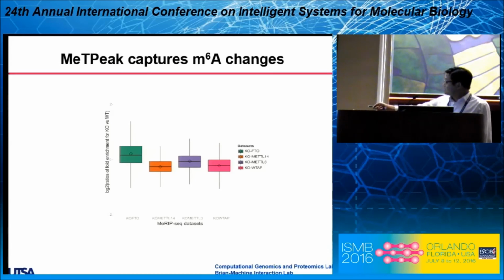In the other 3 cases, we carried out the same analysis, but for METTL14 knockout, METTL3 knockout, and WTAP knockout. These are 3 proteins in the methyltransferase complex. So if we knock out these 3 proteins, we should expect the methylation level to go down. In all 3 cases, you see that the average methylation level is below 0 or 1. So that's also very much consistent with what we expected from the experiments.